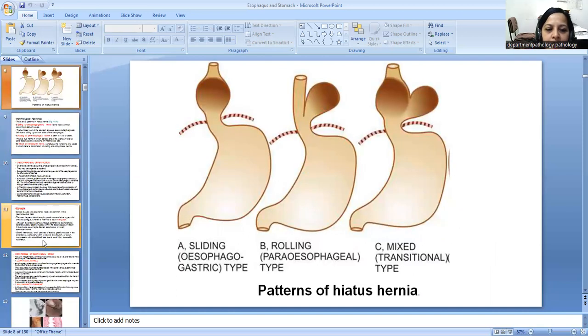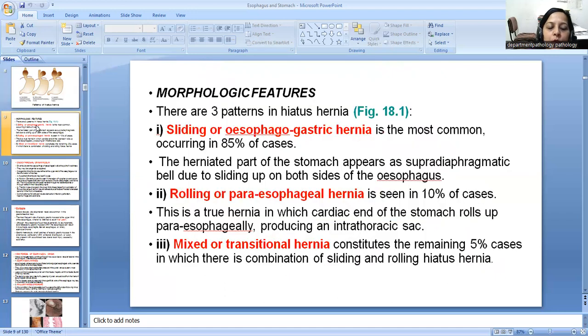So here in this diagram, we can see the patterns of hiatus hernia. Diagram A is the sliding type, B is the rolling type, and C is mixed, which is also known as the transitional type. Morphologic features: there are three patterns in hiatus hernia: sliding or esophagogastric hernia, rolling or paraesophageal hernia, and mixed or transitional. Sliding is the most common type, occurring in almost 85% of cases. The herniated part of the stomach appears as a supradiaphragmatic bell due to sliding up on both sides of the esophagus, as we just saw in the diagram.